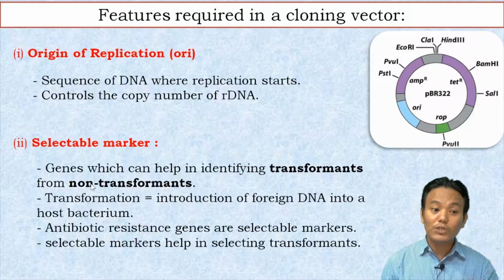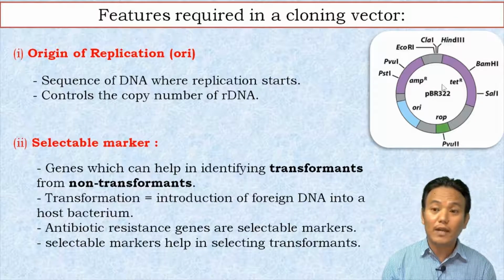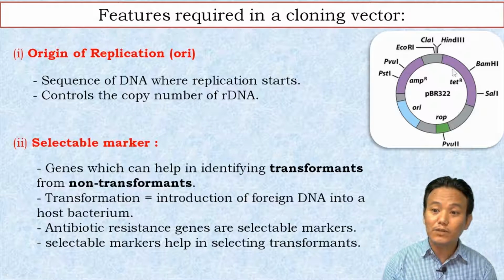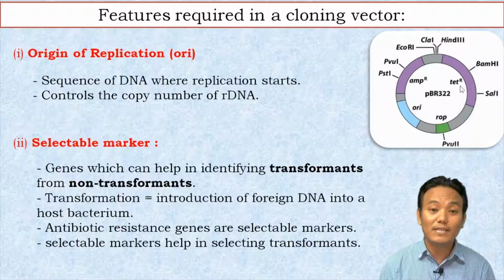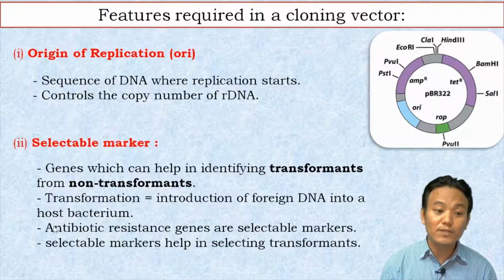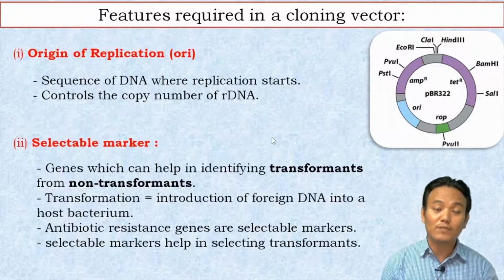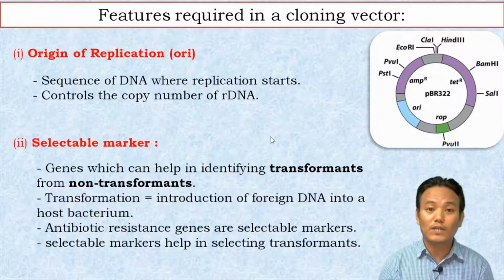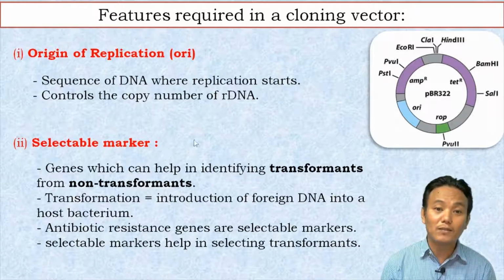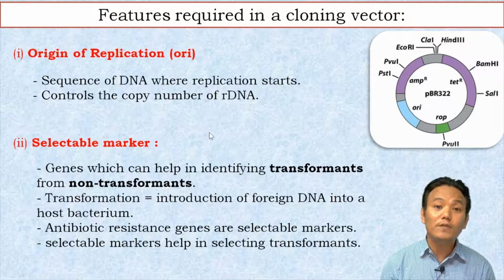Remember, the original host bacterium is not resistant to these two antibiotics. If the host bacterium becomes a transformant, if the host bacterium takes in this particular cloning vector within it, the host bacterium will develop antibiotic resistant capability, right? So these two genes, the ampicillin resistant gene and the tetracycline resistant gene, can be used as selectable markers, which means these can help in selecting the transformants and identifying transformants from non-transformants. So the selectable marker is the second important feature that is required in a cloning vector.